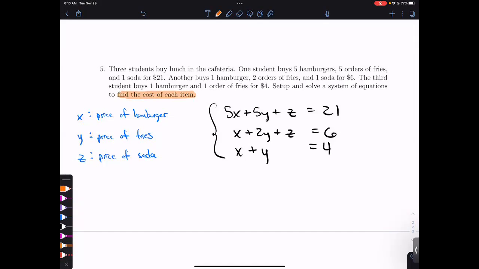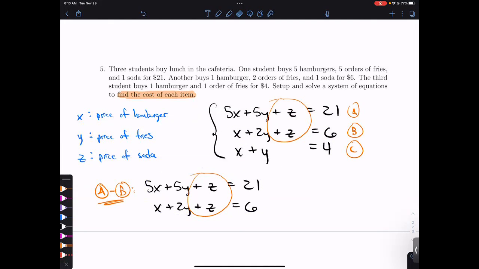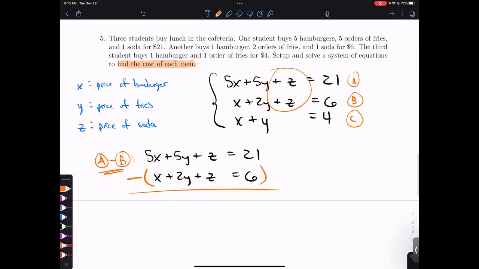So what do you want to do? Subtract a and b, because if you subtract a and b, the z terms are going to cancel, right? So a minus b: z minus z is, again, 0. Those drop out. 5x minus x, 5y minus 2y, and 21 minus 6.